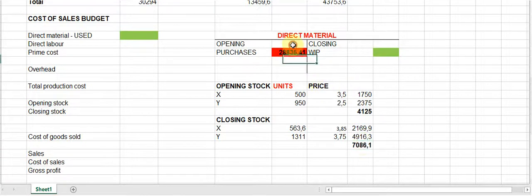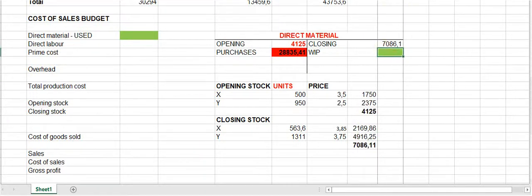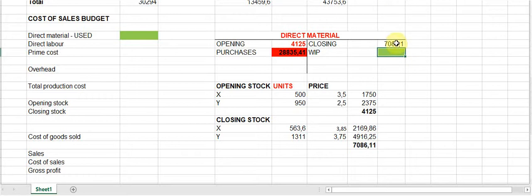And now we go and put it in. So the total here in the opening stock will be that 4125. The closing stock will be the 7086.10. Oh, I see it's 0.11, to use two decimals.